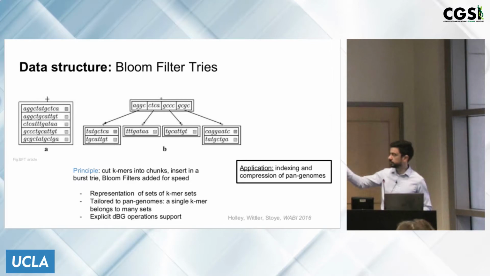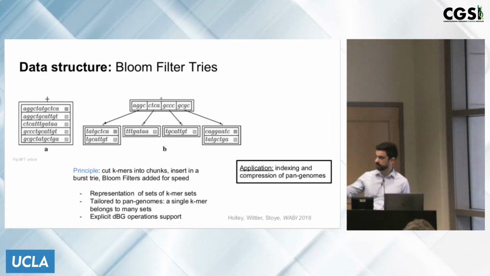So first, notice that the flagship application for this structure was actually different. It was indexing and compression of pan-genomes. A pan-genome is a collection of genomes which are meant to be represented collectively. So for instance, many related species or many related strains of the same species in a metagenome data set. A bloom filter trie is essentially a burst trie, so it's some sort of a trie of strings coupled with a bloom filter.